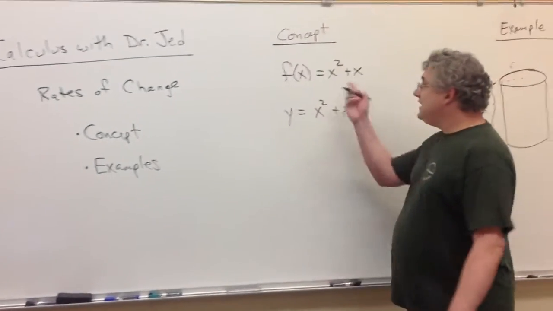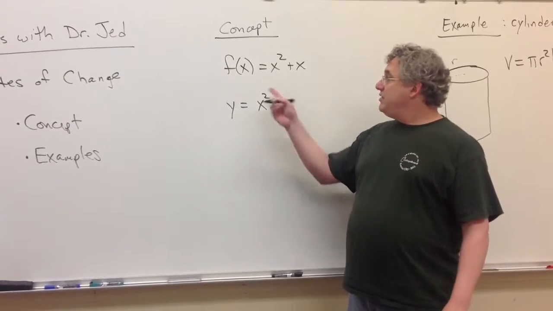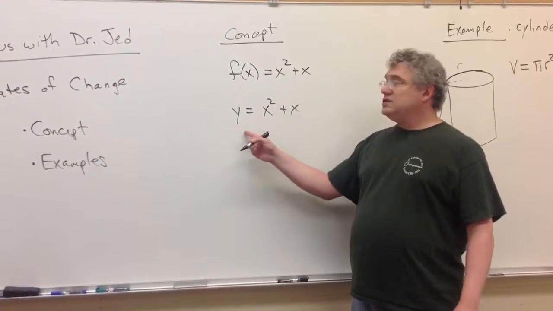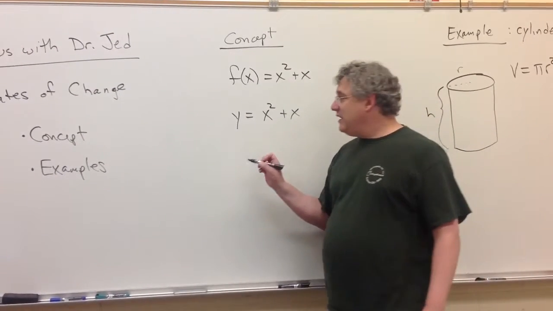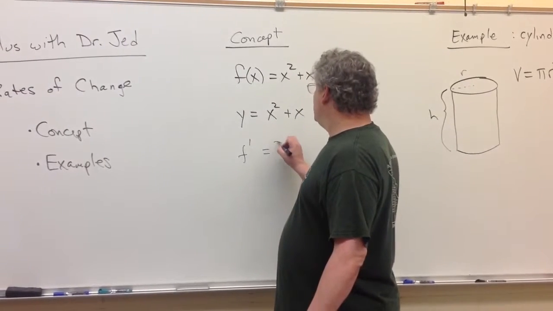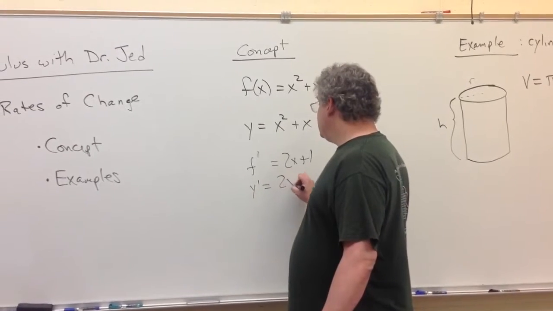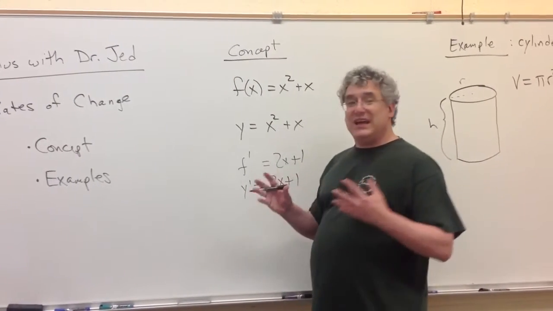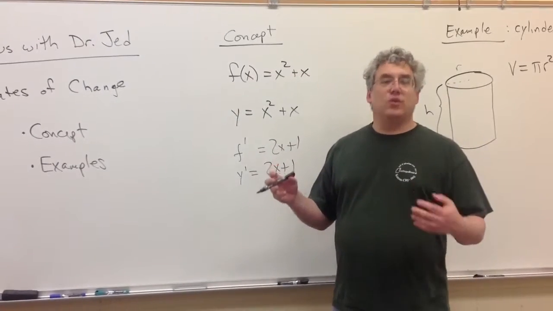So the concept. Let's take a function, f of x equals x squared plus x. Well, that is a function. We could also think of it as the output, y equals x squared plus x. So if I want to take the derivative, I might write it as f prime. Well, what is that? It's 2x plus 1. Or I could say y prime equals 2x plus 1. But that doesn't really get to the heart of what's going on. The prime means the derivative.